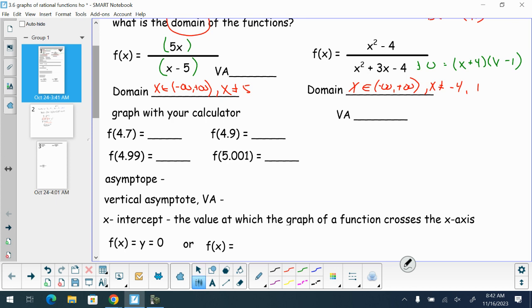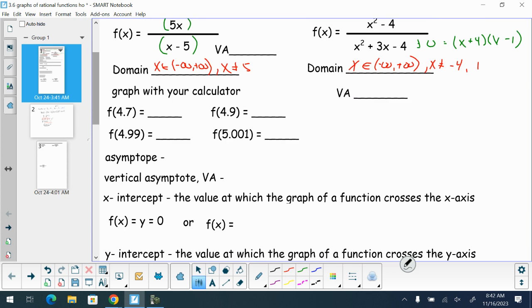So we do our values. Ian, what do we have? For 4.7, negative 78 point 3 repeating. For 4.9, negative 245. For 4.99, negative 2,495. And for 5.01, 25,005.